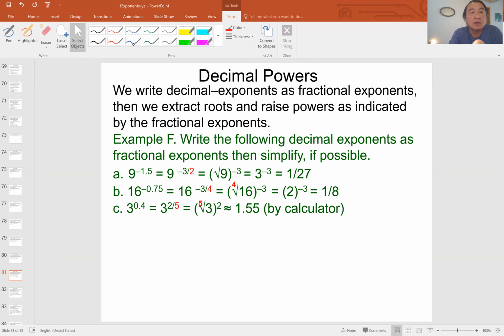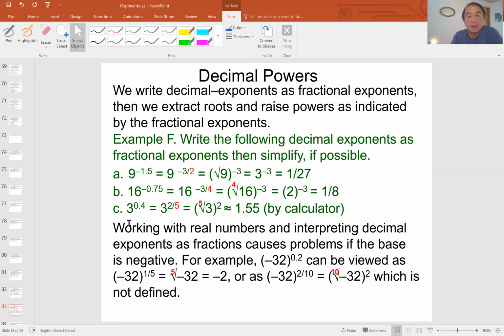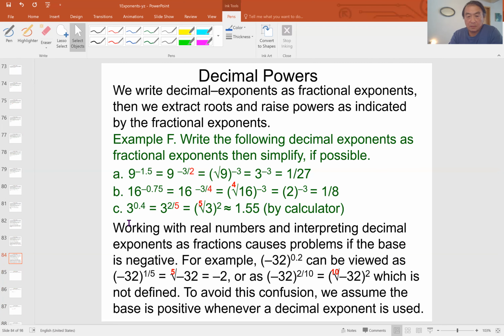One thing about decimal exponents: due to the interpretation of changing them into fractions, to make things logically tight, one requirement is that we require the base to be positive. Otherwise, sometimes we run into problems defining what a fractional power is. So we assume the base is positive when we talk about decimal exponents.